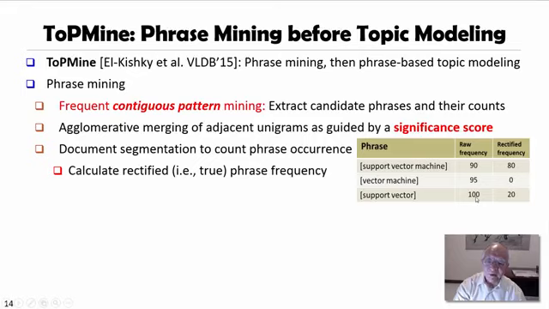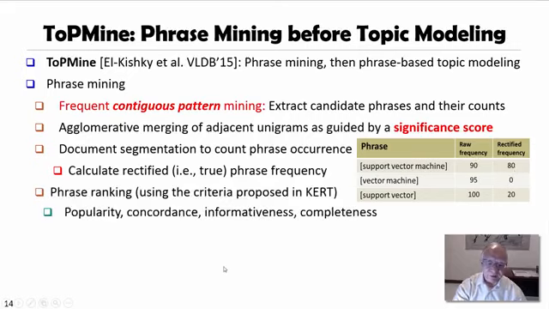However, when you go back to the documents, you will find that if you count support vector machine as a phrase, you will not recount vector machine as an independent phrase or support vector as an independent phrase. You actually will decrease their counts substantially. That count is what we call rectified frequency. Our analysis can be based on rectified frequency instead of raw frequency. Then we can rank those phrases based on popularity, concordance, informativeness, and completeness, as we just discussed in CaTeGra.